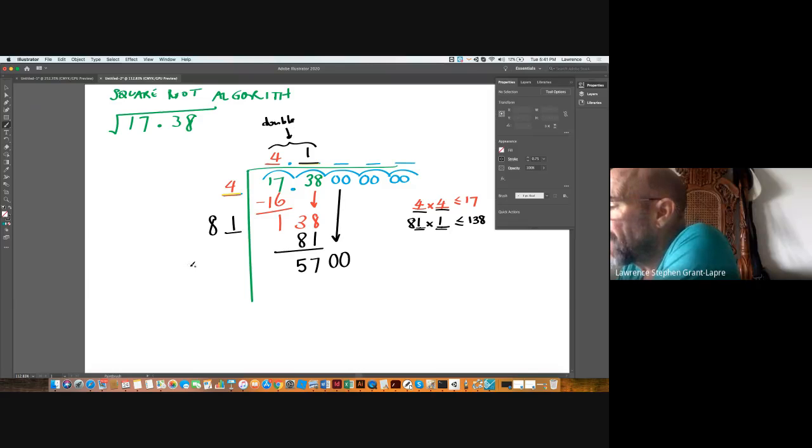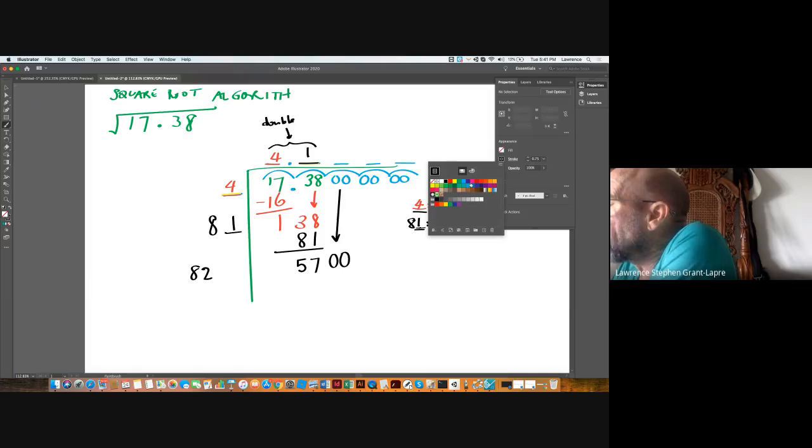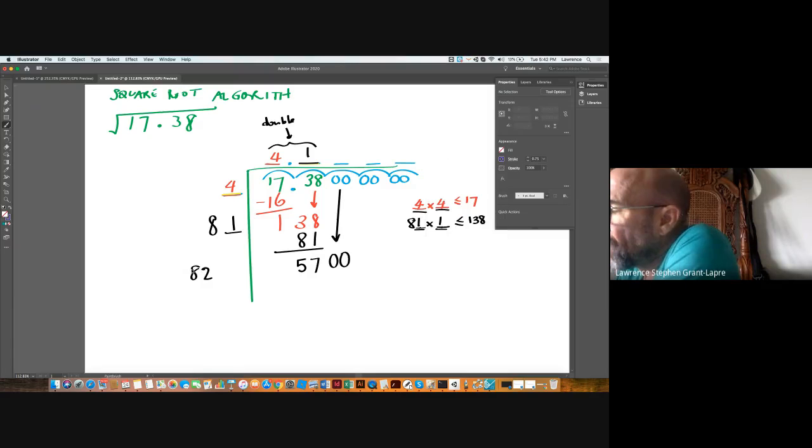Double 41 is 82. Okay, I'm going to use a different color here for the second number. I'm going to use a blue. 82 space, and that space. Okay, now we've got 820 something times something. That's this number here and this number here. It's got to be less than or equal to 5,700. All right, what is that?